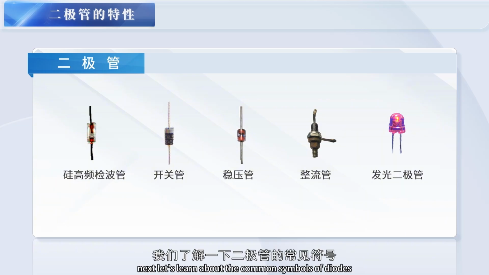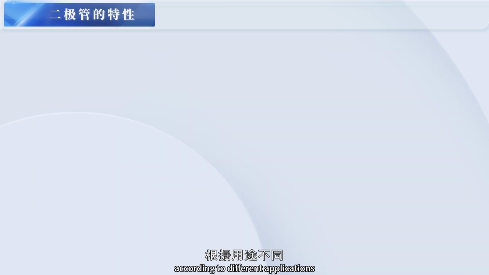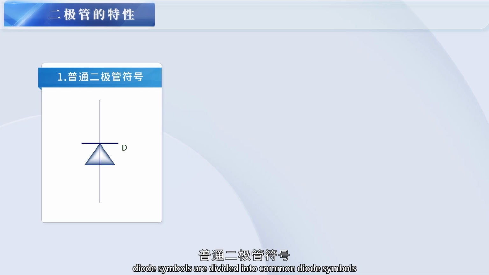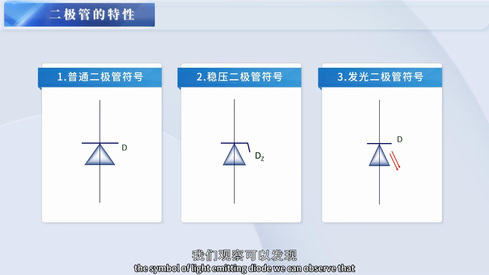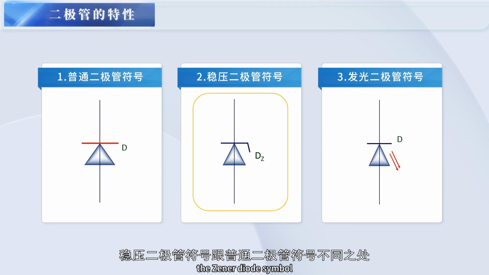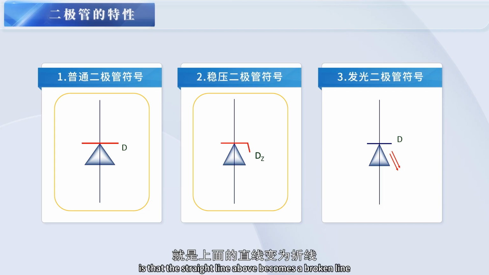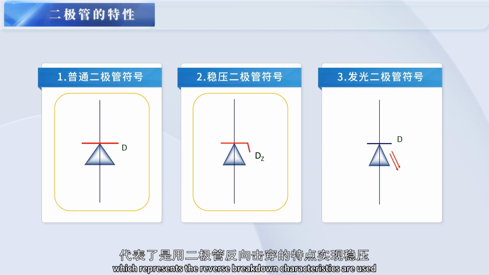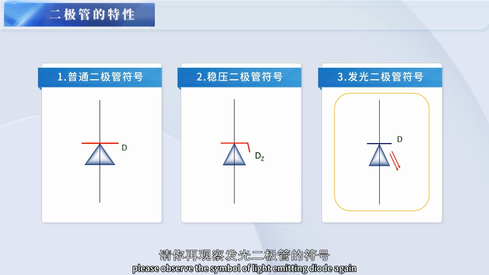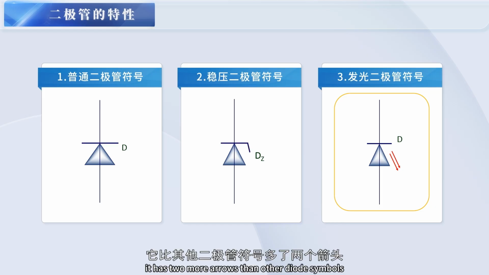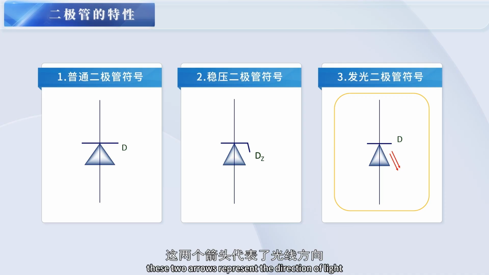Next, let's learn about the common symbols of diodes. According to different applications, diode symbols are divided into the common diode symbol, the symbol of the voltage stabilizing diode, and the symbol of the light emitting diode. We can observe that the Zener diode symbol is different from the common diode symbol in that the straight line above becomes a broken line, which represents that the reverse breakdown characteristics are used to achieve voltage regulation. Please observe the symbol of the light emitting diode again. It has two more arrows than other diode symbols. These two arrows represent the direction of light.